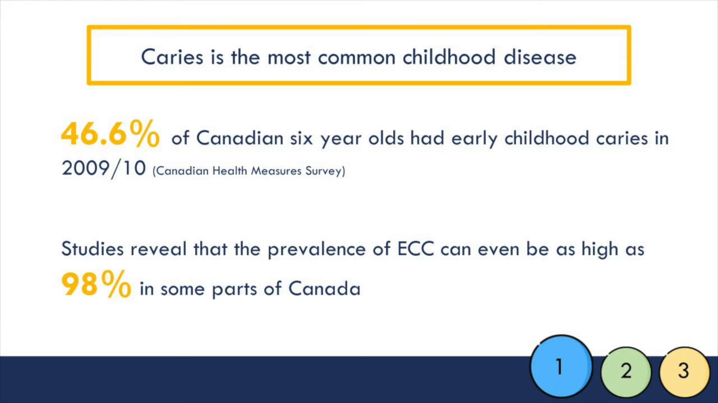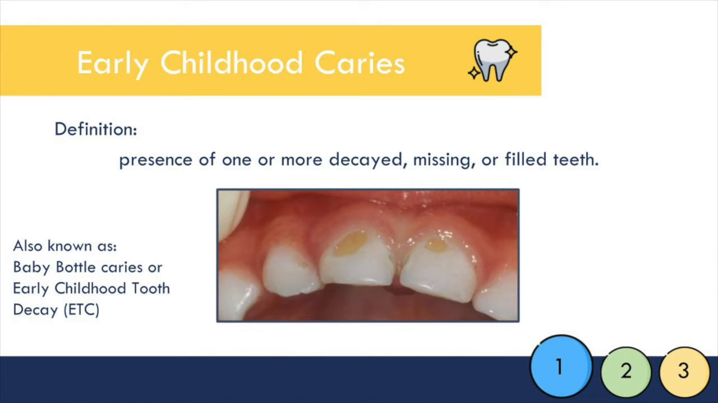As pediatric doctors, you may be the front line of people who will see issues such as early childhood caries or trauma. Therefore, it is important to realize just how prevalent caries are. In fact, caries are the most common childhood disease. Almost 50% of Canadian 6-year-olds had early childhood caries in 2010, and this number reached as high as 98% in some parts of Canada. So, what is early childhood caries?